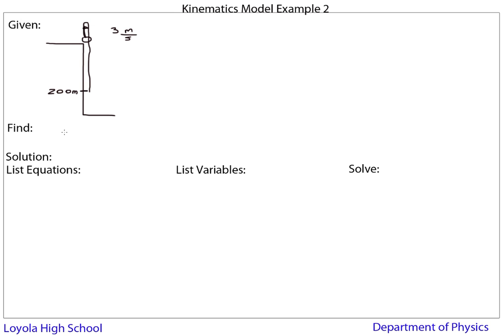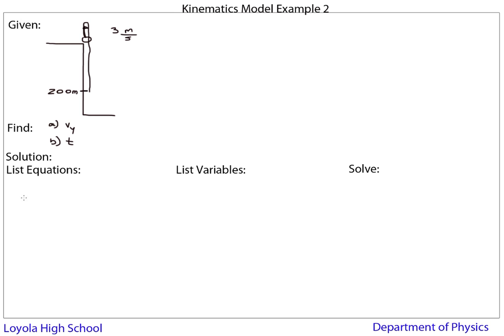So this is a kinematics model in the vertical direction, and what we're going to actually be looking for in this problem is, A, the velocity at this 200 meter mark. We call it Vy, the velocity in the y direction, and B, we want to find out how long it actually takes for it to do this.